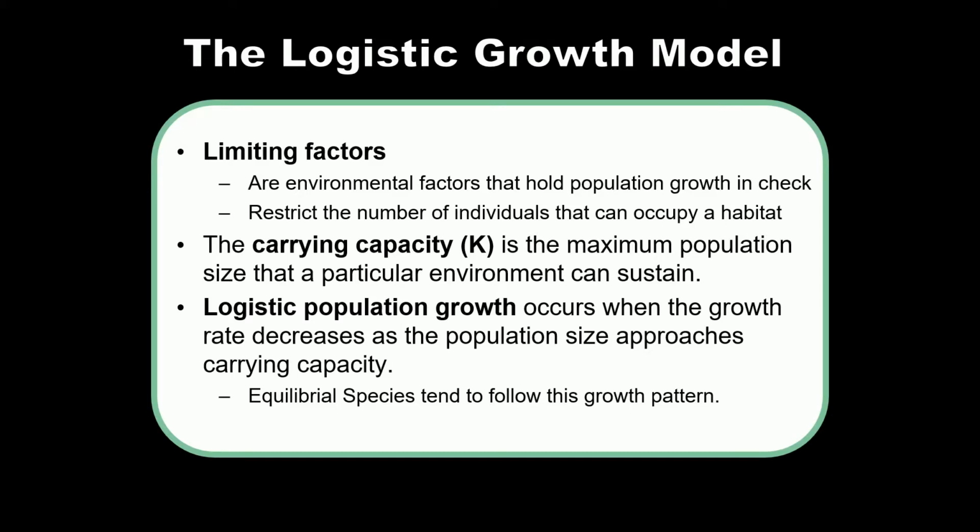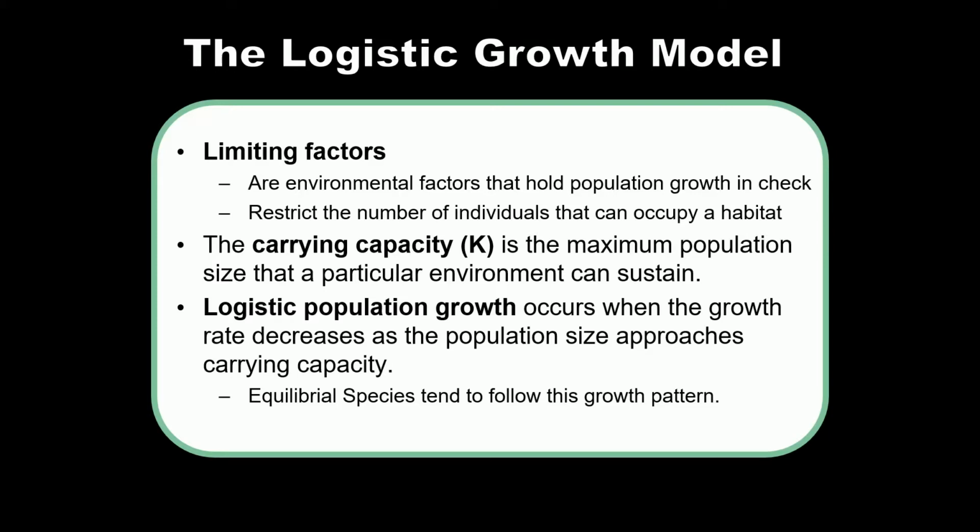Now, it's limiting factors that are going to define the carrying capacity. Limiting factors are any environmental forces that restrict population growth. So I've already named a few of them. If there's only a certain amount of food, that's going to limit the maximum number of individuals you can have in the environment. That will define your carrying capacity. If there's a limited amount of water or space or sunlight or whatever it is, that will limit how much population you can really have in that location.